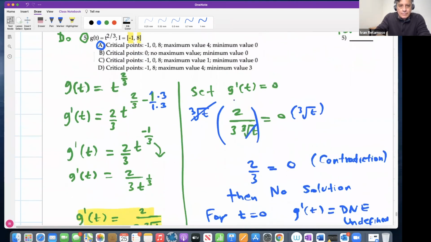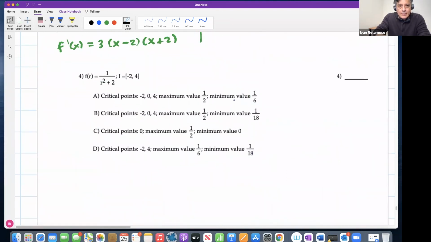Number 4 looks very tricky. What if they give you a function like this, f of r equals 1 over r squared plus 2, and they ask you to figure out the maximum value and minimum value over this interval for this function? All right, let me show you how to proceed, okay?